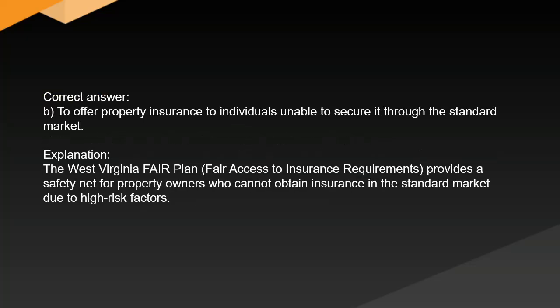Correct answer: B. To offer property insurance to individuals unable to secure it through the standard market. Explanation: The West Virginia FAIR plan, Fair Access to Insurance Requirements, provides a safety net for property owners who cannot obtain insurance in the standard market due to high-risk factors.